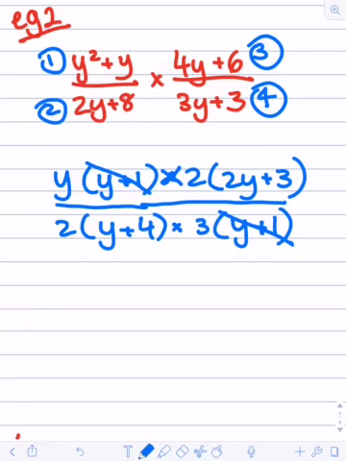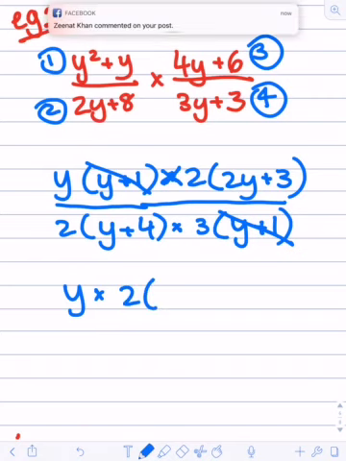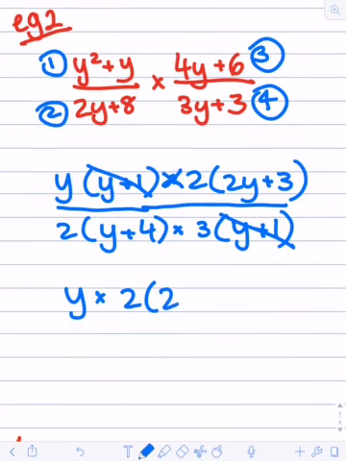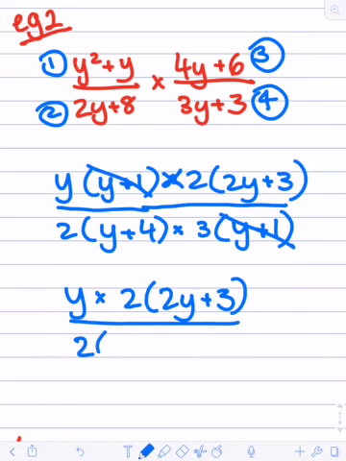So now we're left with y times 2, times 2y plus 3, all over 2y plus 4 times 3. Now we could expand this and simplify it further. However, we're going to leave it like this for now, just to ensure that you understand the basic concepts.